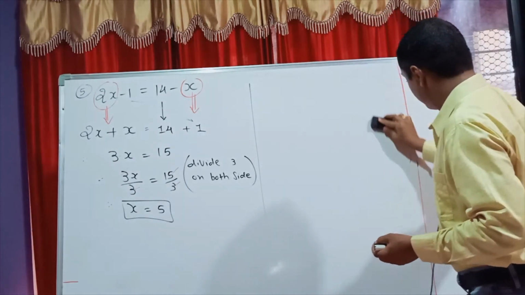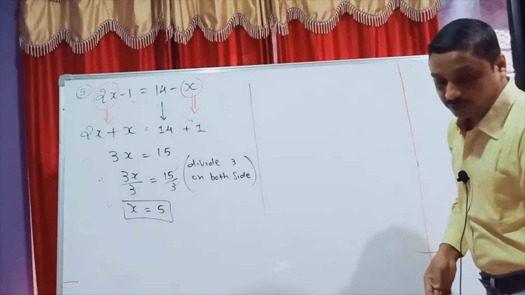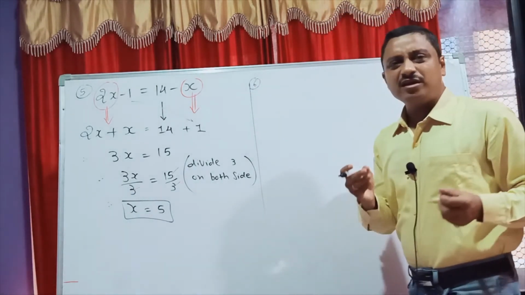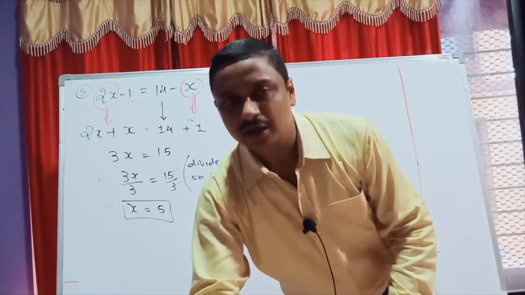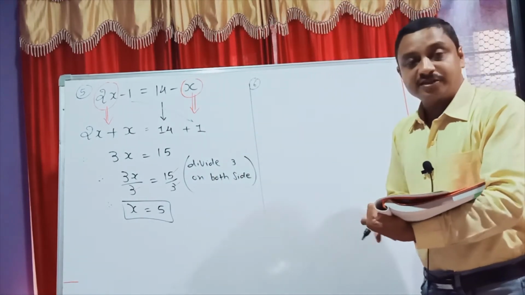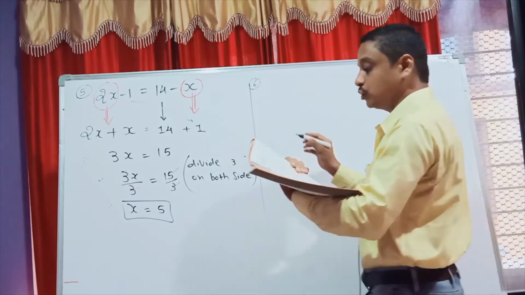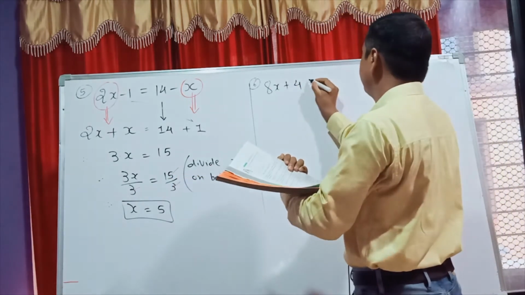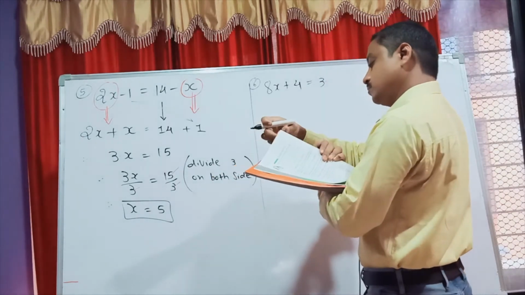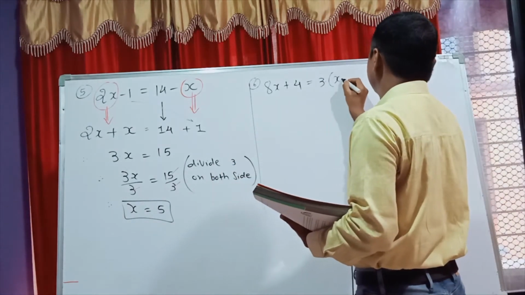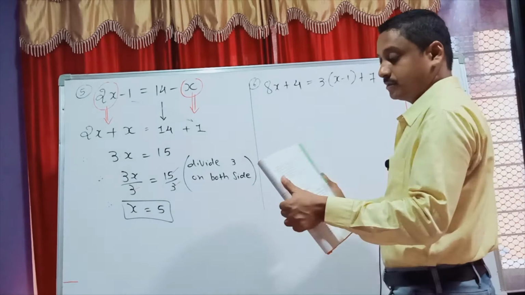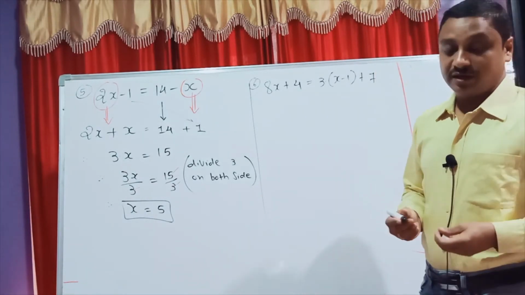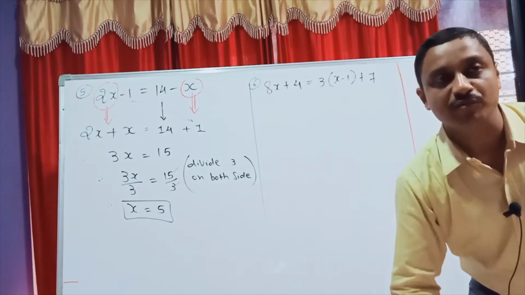Continue. Question number 6. Students, very easy solution, and its simple way I already explained in part 1. So I hope you understand very well. 3 times x minus 1 plus 7. Yes students, here also there is a variable, but it is given in mixed form.